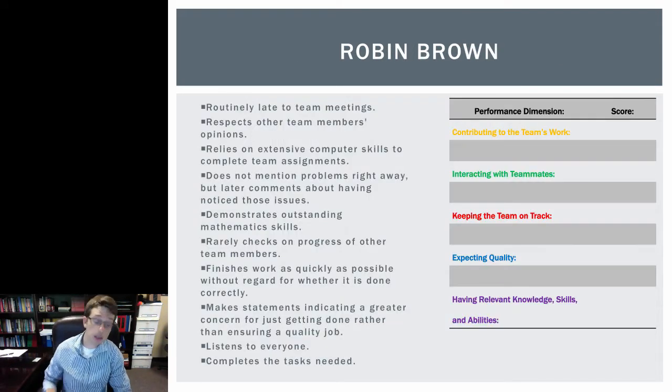Okay, let's practice using this rating scale to evaluate an imaginary team member named Robin Brown. Imagine you're working with Robin on a project and you see these various behaviors. Now imagine that you've been asked to give Robin feedback. Using the dimensions of teamwork that we just discussed, we can provide very clear ratings of performance. So let's walk through this together. For this first behavior, routinely late to team meetings, which category or dimension of performance does this reflect?